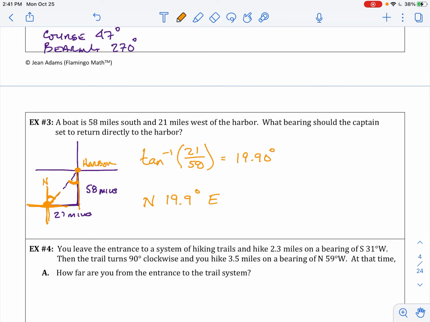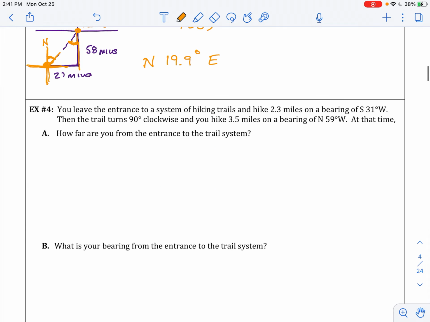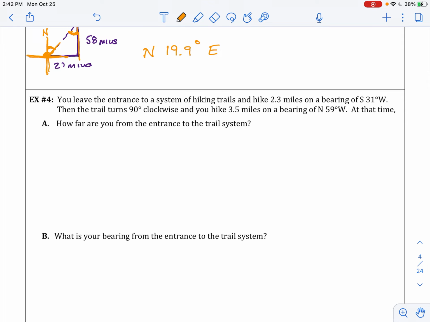Let's look at example 4 here quick then. Okay, for example 4, it says, you leave the entrance to a system of hiking trails and you hike 2.3 miles on a bearing of south 31 degrees west. All right, so what I got to do here is start with a point. Start with it here is kind of the idea. Now, if I am hiking 2.3 miles, that's basically south. Here, I'll sketch this here. So south, I'm coming down this way, and then it's 31 degrees west. It's going to be on this side. So this is 31 degrees. And then what is the length of this? Again, if you can interpret, that's 2.3 miles.